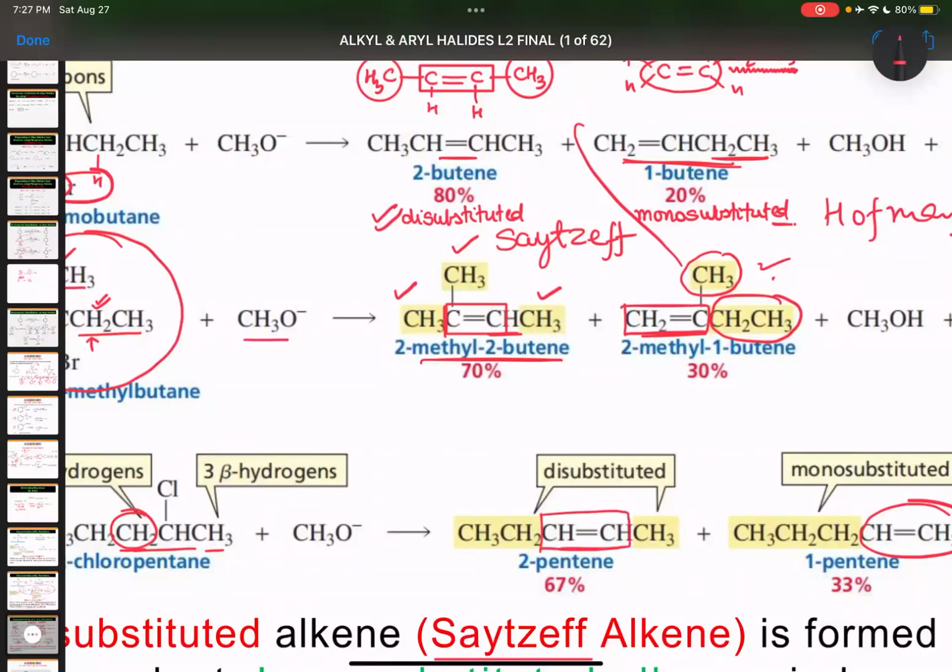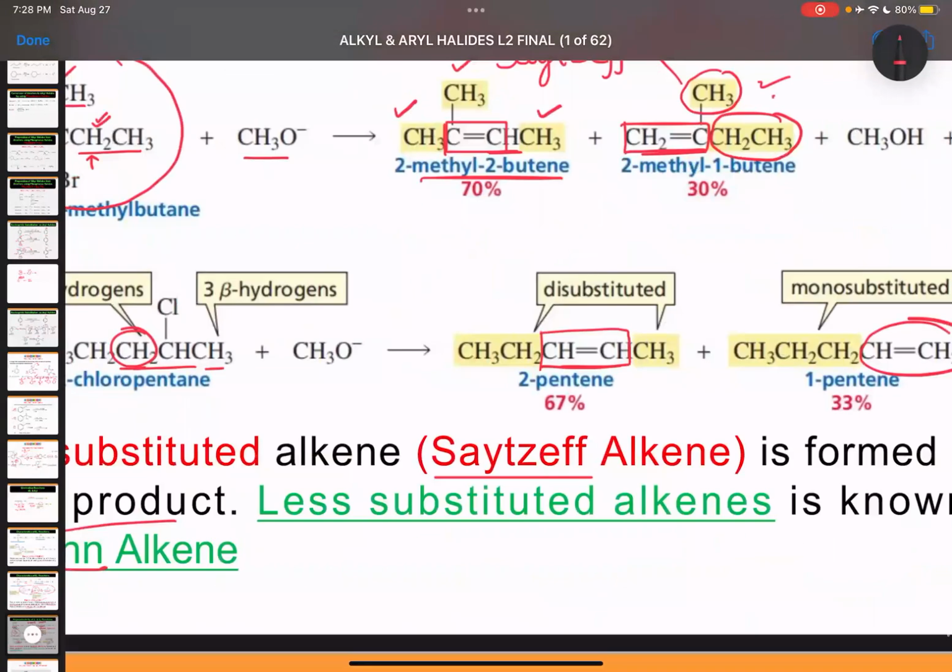Pent-2-ene is the di-substituted alkene. Is it clear? Out of these two alkenes, pent-2-ene is known as Zaitsev and pent-1-ene is known as Hofmann. Right? Is it clear? Okay.